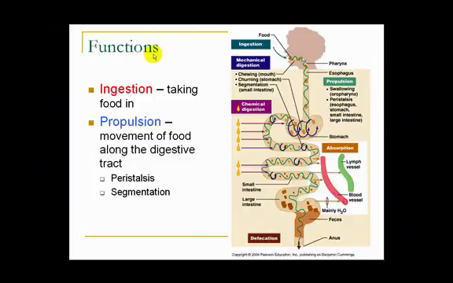And then the food needs to move along the digestive tract so it can be processed. So another function is propulsion, moving the food. And that's done by the contraction of the smooth muscle that's along the tract. So there's two types of contractions that can occur to move food. There's what we call peristalsis and segmentation.